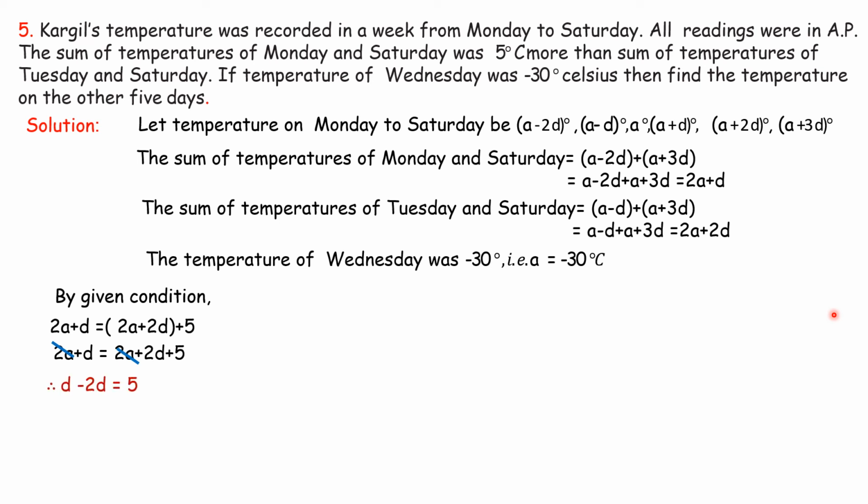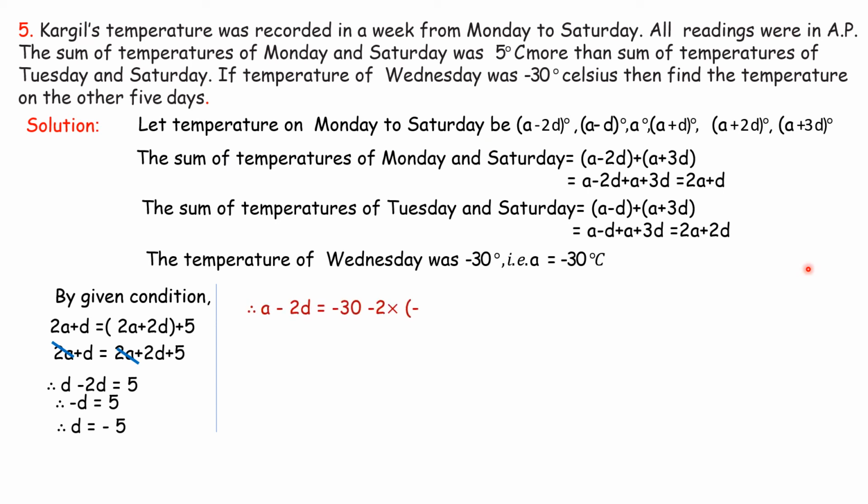Therefore, d minus 2d is equal to 5. This 2d we bring on left hand side. Therefore, minus d is equal to 5. Therefore, d is equal to minus 5. So, here a is equal to minus 30. We have found the value of d. So, find out all the temperatures from Monday to Saturday.